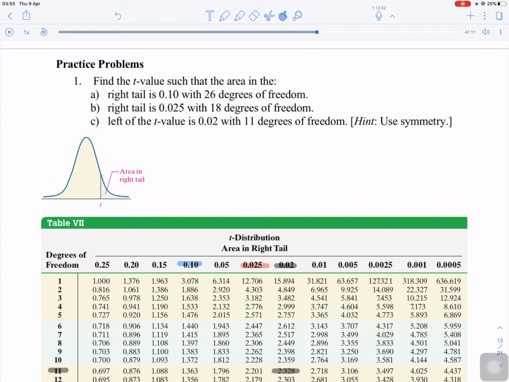So this just summarizes what section 9.2 entails.